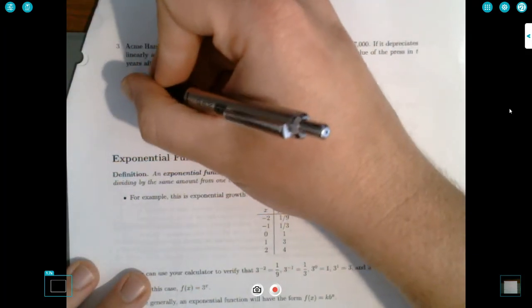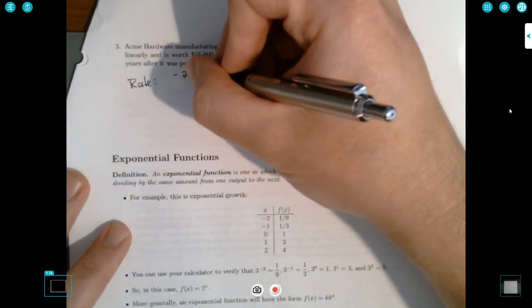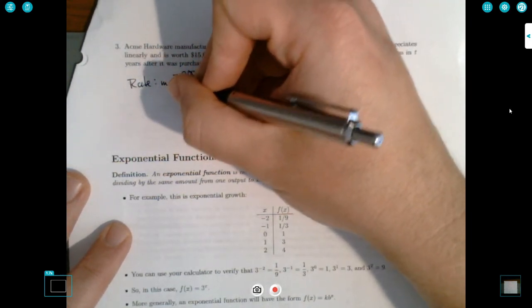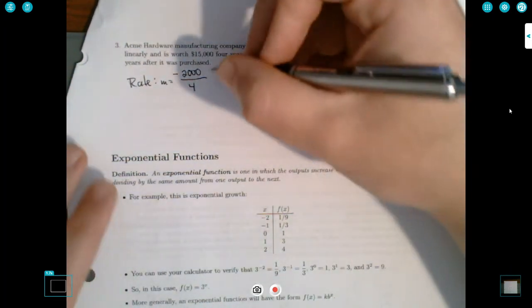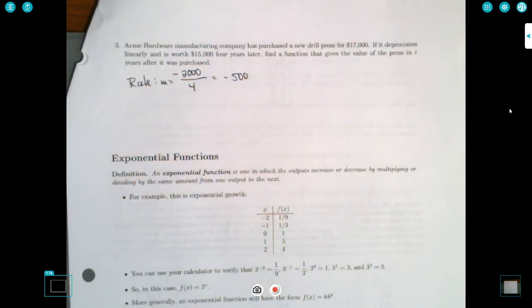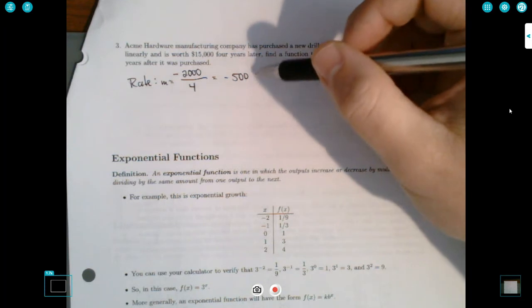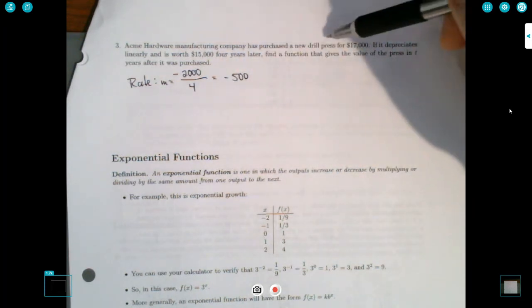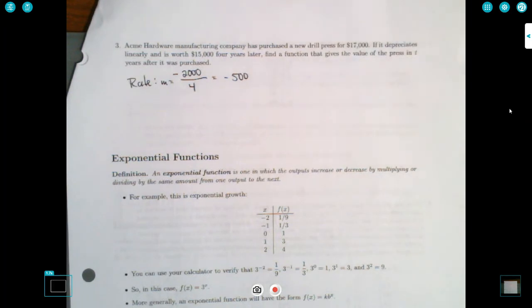So the rate is going to be the decrease in value. Now, it decreased by $2,000. So I'm going to say to go from 17,000 to 15,000, we had to subtract 2,000. And it took 4 years for that to happen. So this is our rate, negative 2,000 over 4. If you do that division, I think it will come out to negative 500. Okay? So what this means is that for every year that passes, the drill press is going to decrease in value by $500.